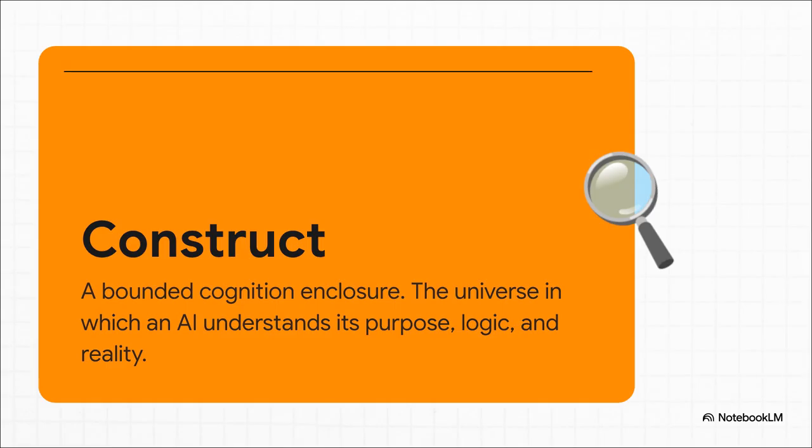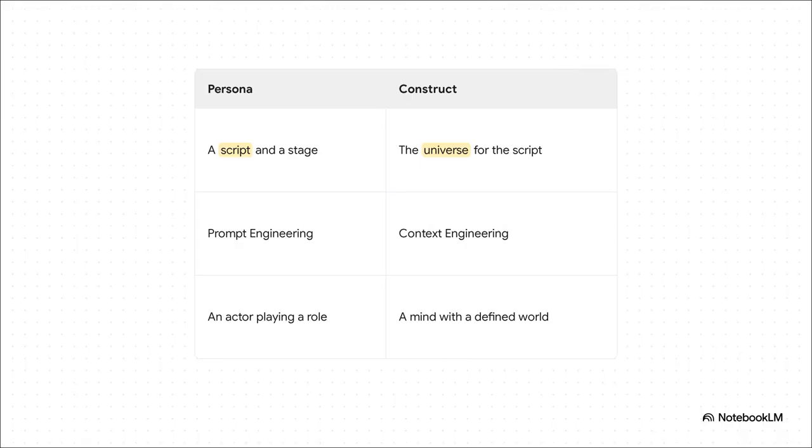A construct is a bounded cognition enclosure. Forget giving an AI a script. This is like building the entire universe for an AI to be born into. We define its physics, its logic, its purpose, the very fabric of its reality, before it even begins to think. So let's make this really clear. Think about the old way, a persona. That's basically prompt engineering. You're giving an actor a script and a stage and telling them to play a role.